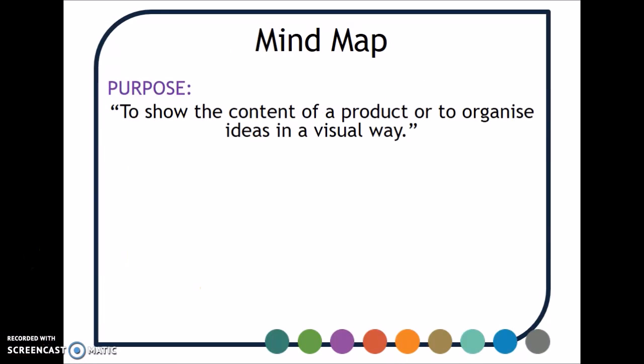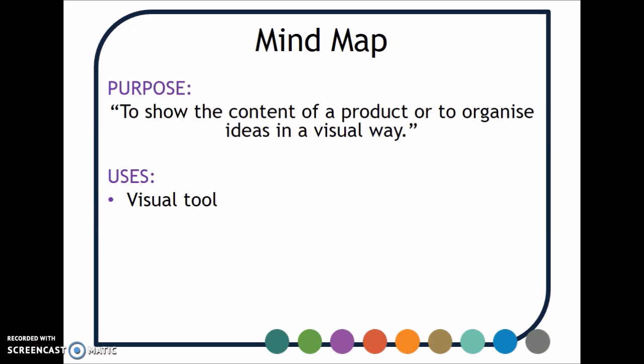A mind map or a spider diagram is the second pre-production document that we would look at. Its purpose is to show the content of a product or to organise ideas in a visual way. So again, if we take the website idea, you might have a mind map that has a branch for each page and then nodes and subnodes, which are detailing the possible content of that page.